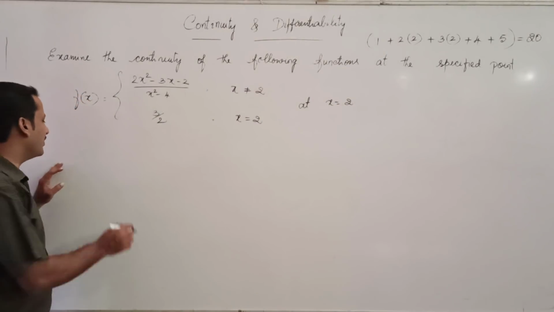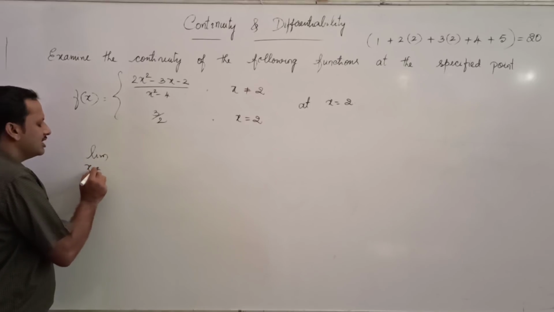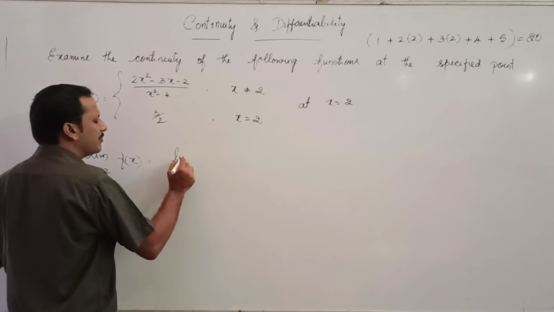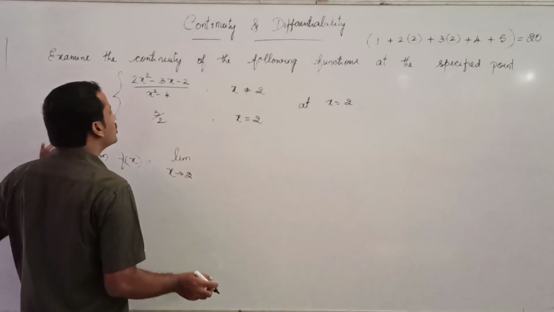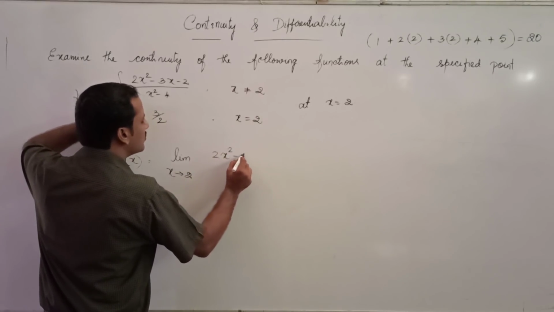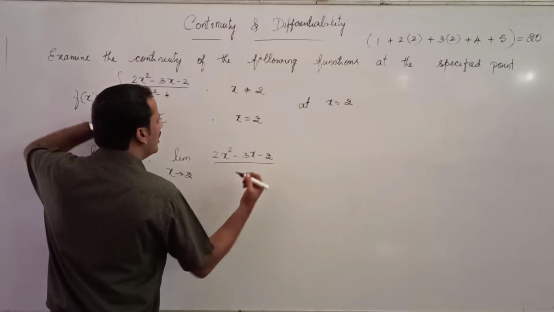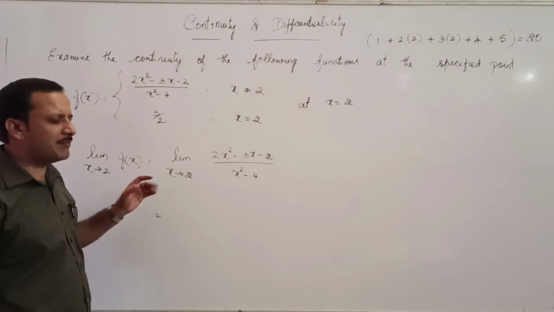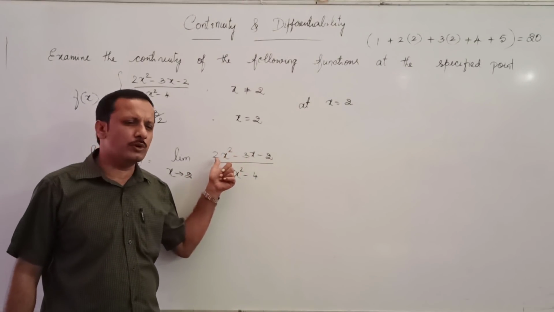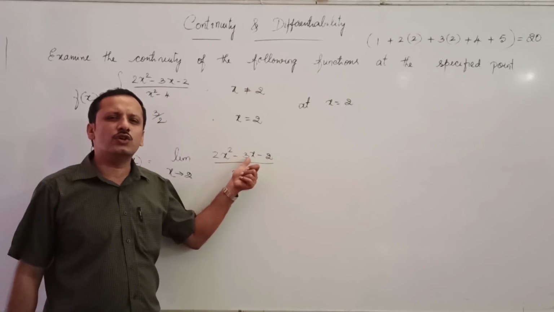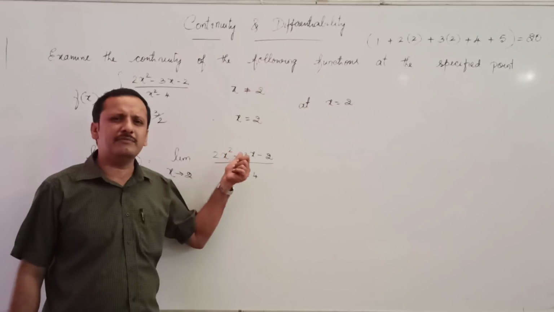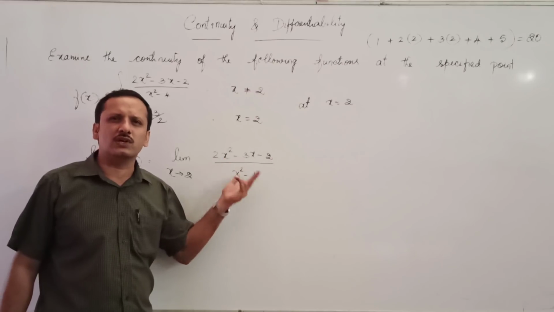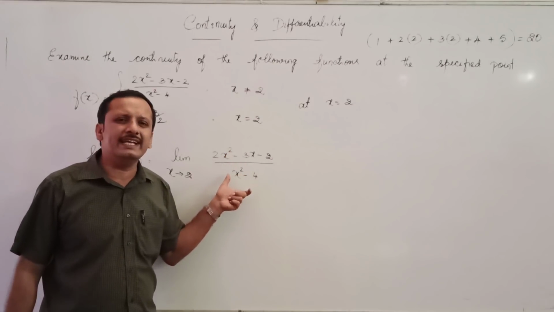For this problem, we can directly find the limit as x tends to 2 of f(x). Here we need not find the left hand limit and the right hand limit separately. f(x) is (2x² − 3x − 2)/(x² − 4). If I directly apply the limit, the numerator becomes 2 into 4, which is 8, minus 3 into 2, which is minus 6, minus 2. 8 − 6 − 2 is 0. The denominator, 2² − 4, is also 0. 0 by 0 is an indeterminate form.